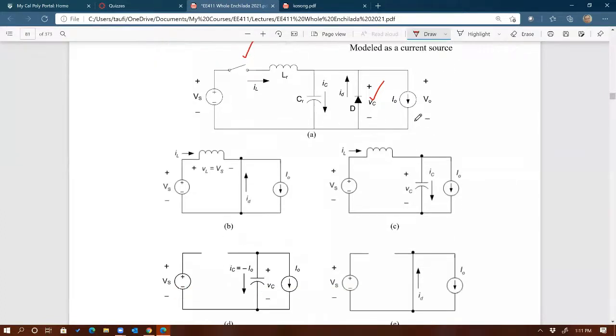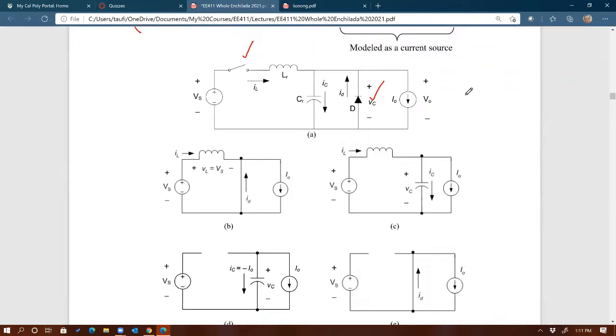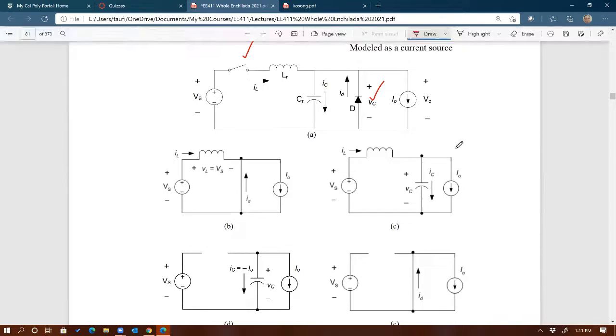All right, so we have the main switch and we have the diode as another switch. So we're going to end up with 4 different states for this topology. The first one is when the switch is on, diode is on. Because we have two switches, there are 4 combinations. Then we have switch on, diode off. Then switch off, diode off. And then switch off, diode on. So 4 different states.